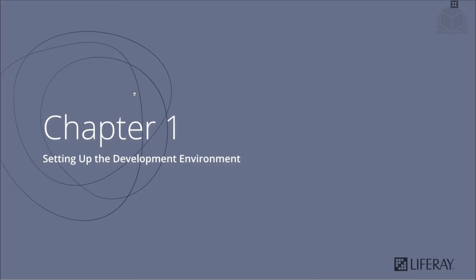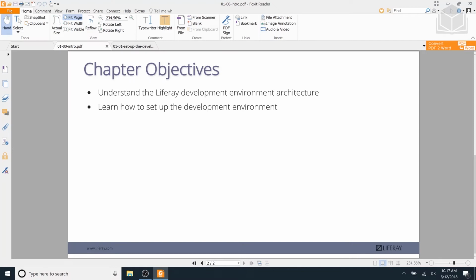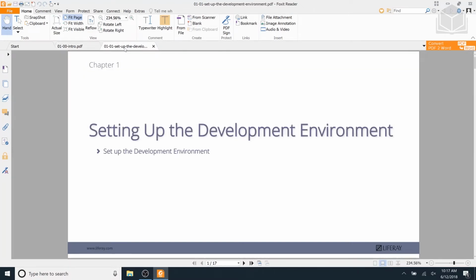So we're here in chapter 1, setting up the development environment. We'll take a look at our main objectives for this section. It's going to be pretty straightforward. So two big ones here. We're going to take a look at what it takes to develop for Liferay, and we're going to take a look at how to set up our various tools to develop for Liferay. So very easy, very straightforward in regards to what our big objectives are going to be.